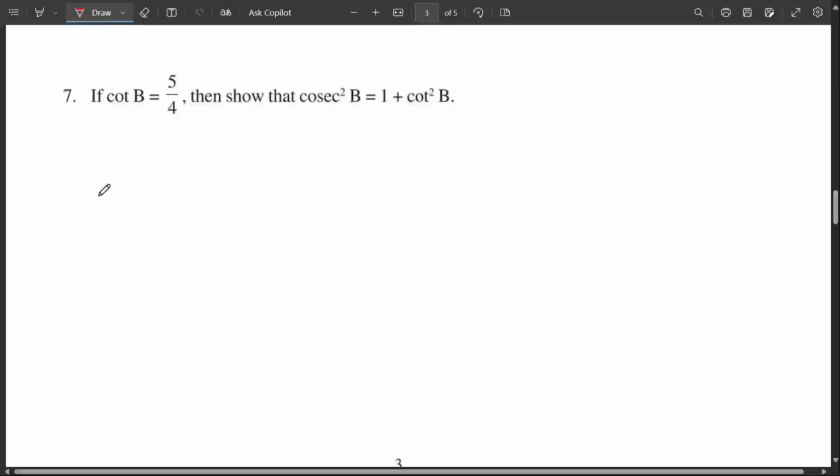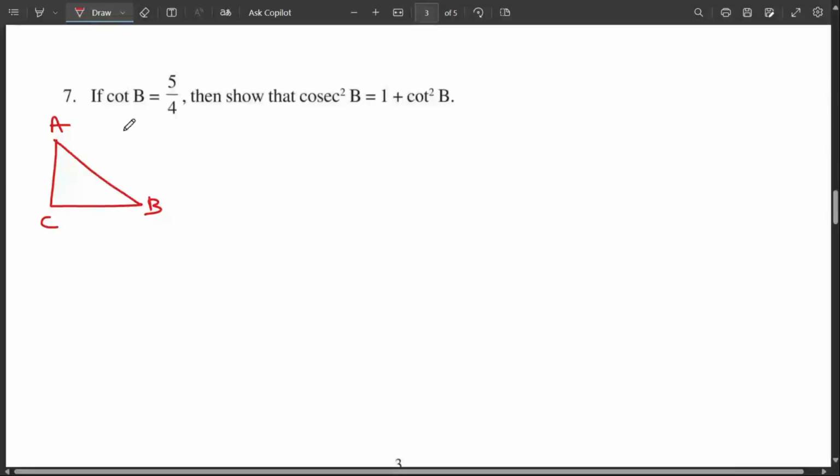So seventh question: if cot B equal to 5 by 4, then show that cosecant square B is equal to 1 plus cot square B. So to solve this question, once again we will draw a right angle triangle ABC. I have named this vertex as B because it will be easy to calculate the value of cosecant B, because directly I can say it is AB by AC.